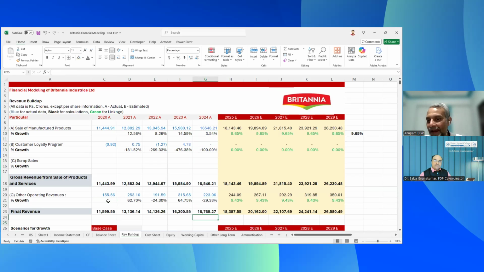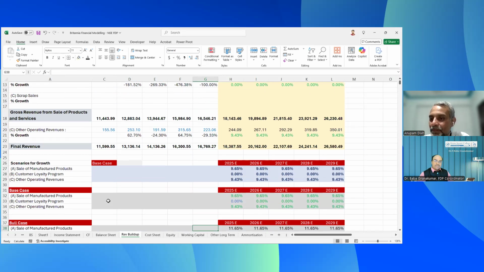Now we have also created in this sheet a scenario. We have taken three scenarios: one with a very high growth rate, one with a low growth rate, and one with a base growth rate. In this case, our growth rate is a base case scenario. Let's look at this value here in this blue cell. I will change this base case to bull case, and my value changes to 11.85%. And if I change it to a bear case, my value declines to 7.65%.